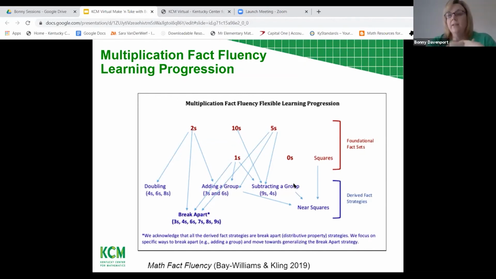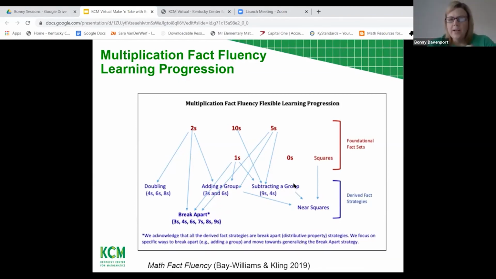You may have, like I did when I was in school, learned my facts, 0s, 1s, 2s, 3s. But the research says that that's probably not the optimal way for students to learn their facts. Just think about the 10s, how easy they are, and if you do them in that sequence, well, you're never ever going to get to the 10s if they're struggling with the ones in the foundational fact sets.